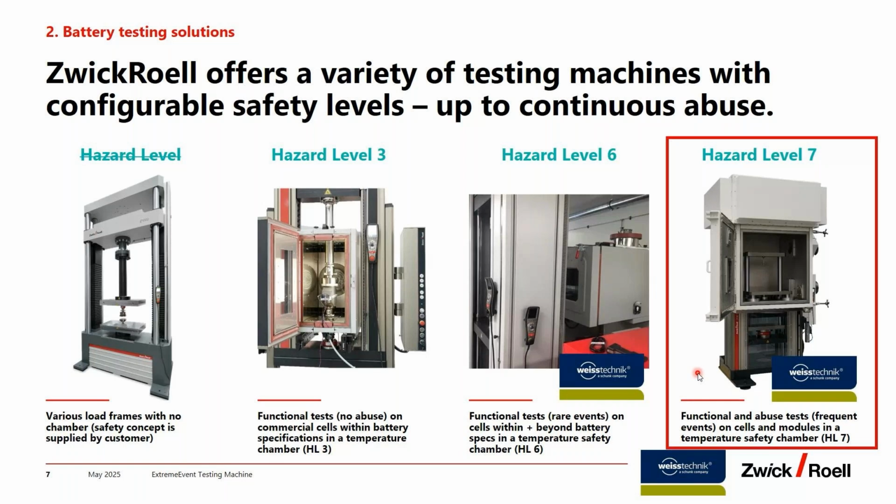Our new combination that we did also together with Weiss Technik is our hazard level 7, the extreme event testing machine. This means here you can do frequent events. This means more or less every day you can do tests with this chamber. Later I will go deeper into this product, but we are now talking only about this hazard level 7 product, the extreme event testing machine.